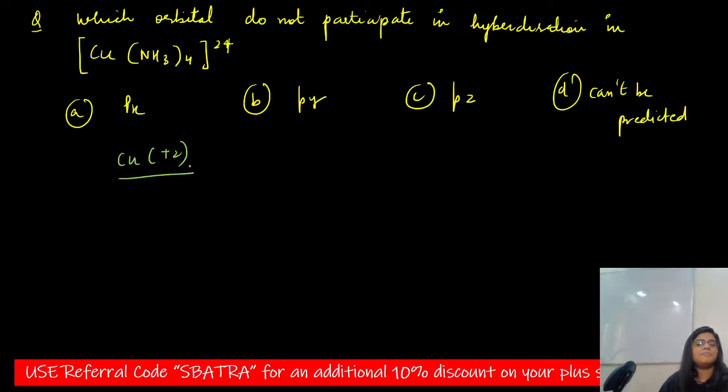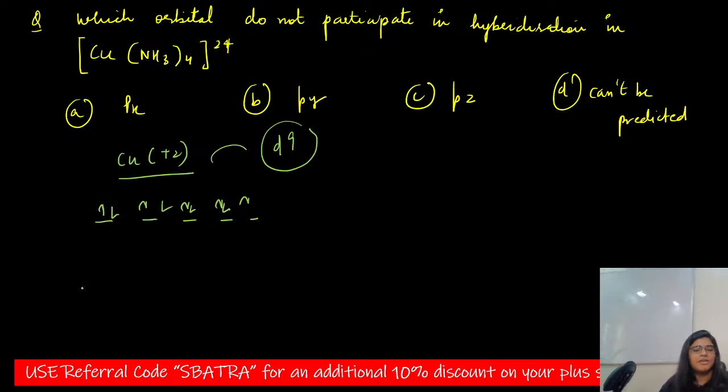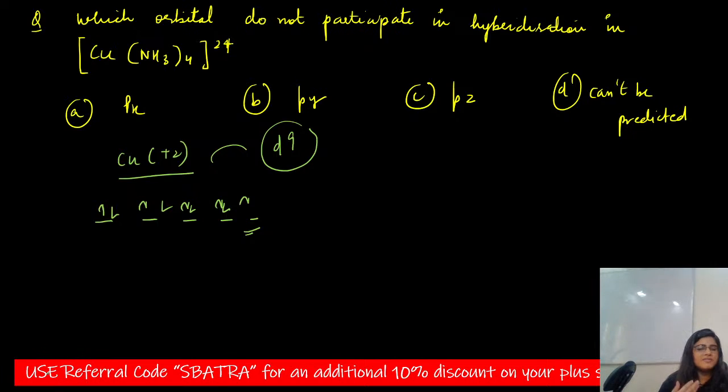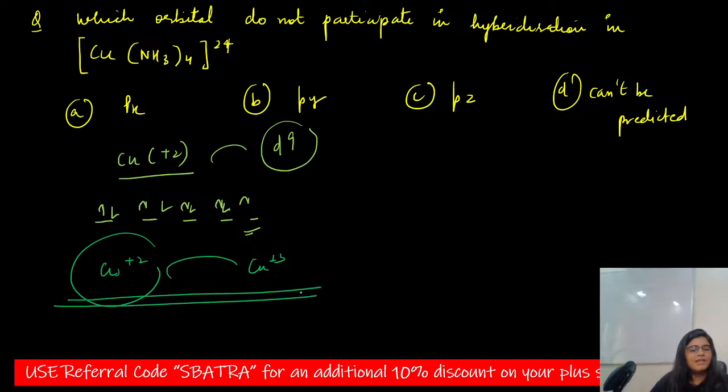If copper is in the +2 oxidation state, we have 5 d orbitals like this, and the oxidation state is +2, so it's a d9 system: 1 2 3 4 5 6 7 8 and 9. Now you are left with one electron. If I say this compound is very reactive, that means copper +2 will go to copper +3 very readily. This process must be very easy. Then only we can say that this compound is very reactive.